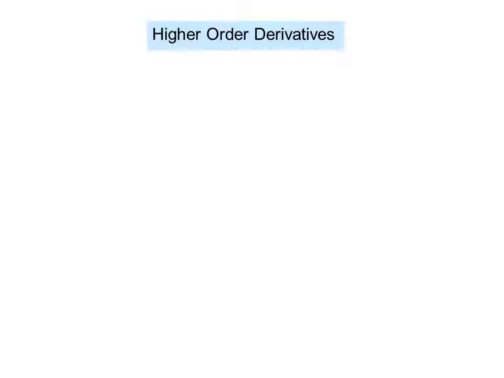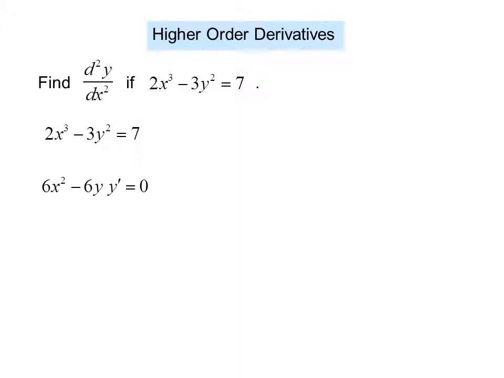Higher order derivatives. Suppose we want to find the second derivative for the curve represented by the equation 2x cubed minus 3y squared equals 7. First, we take the derivative of both sides. Notice this time I used the y prime notation instead of dy/dx. And I solve for y prime. I get y prime equals x squared over y.